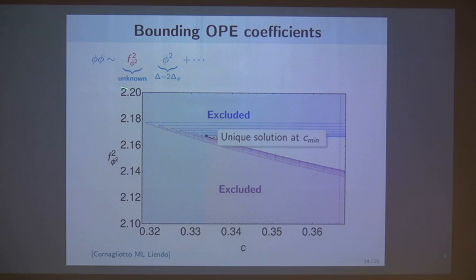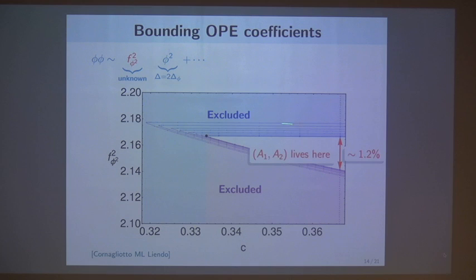Here, at this dashed line, this is 11/30. This is where our theory lives. And we are still constraining it to lie between these two numbers. So it's very much constrained numerically already with finite numerics.